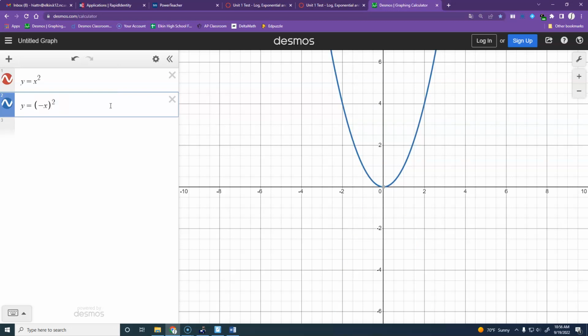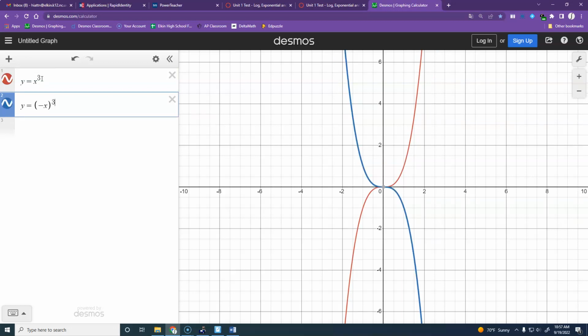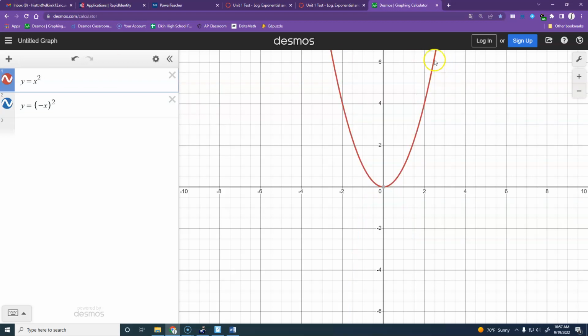Ooh. Does it never do anything? Okay, let's try this. X to the third. Negative x to the third. It changed that one. All right, it's reflecting over the y-axis. So if I change these back to squares, what is this one going to look like if we flip it over the y-axis? It looks exactly the same because it's symmetric about the y-axis.